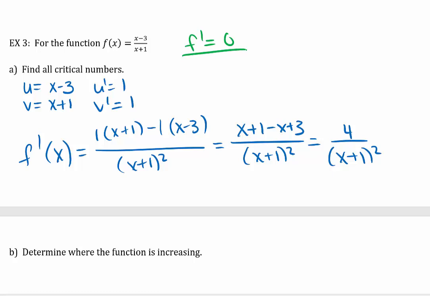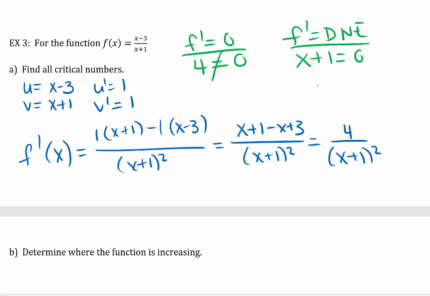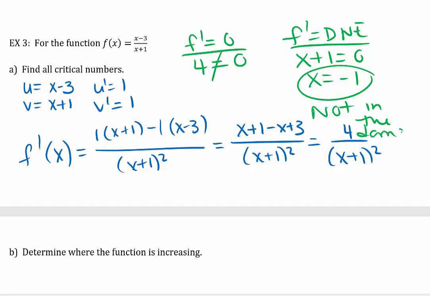When does the derivative equal 0? Well, the only way a fraction can equal 0 is if the numerator equals 0. And 4 is never going to equal 0. When is the derivative undefined? Well, fractions are undefined if the denominator equals 0. That occurs at x equal negative 1. Now, I'd like to note that x equal negative 1 is not in the domain of this function. We'll come back to that a little bit later.